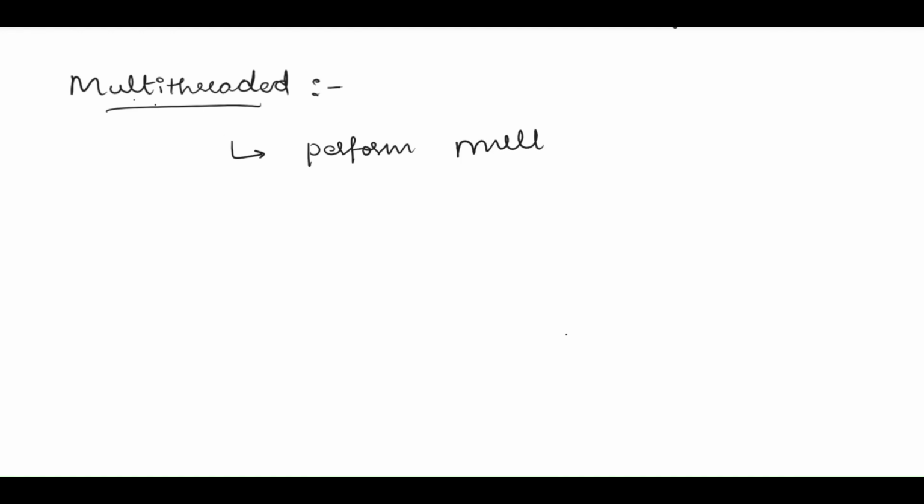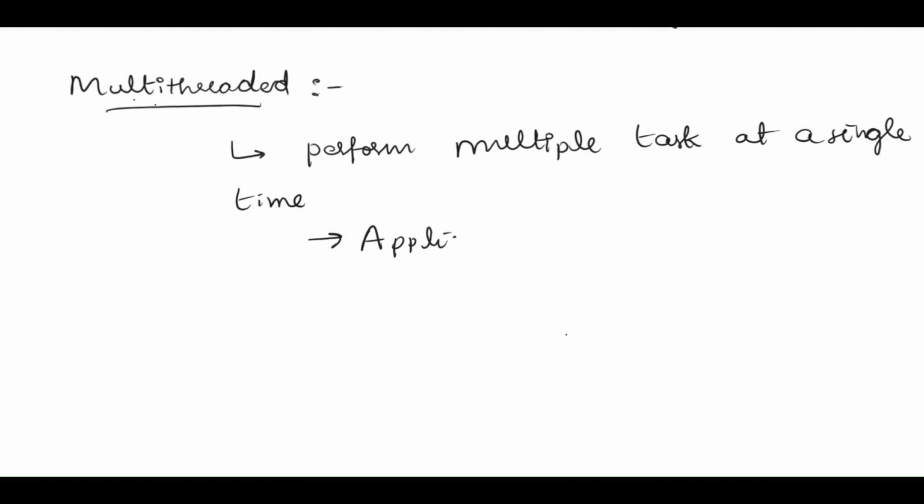The last feature is Java is a multi-threaded language. It will allow a Java application to perform multiple tasks at a single time. So the program is able to perform multiple tasks at a single time. So the application is efficient and faster due to this. So these are the basic features of the Java language.